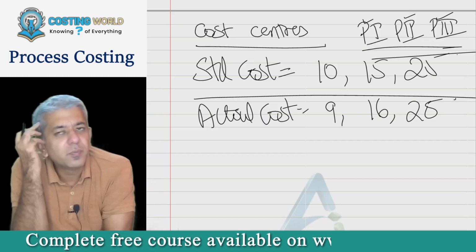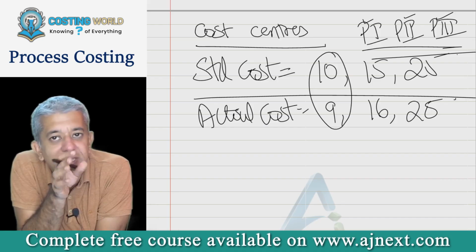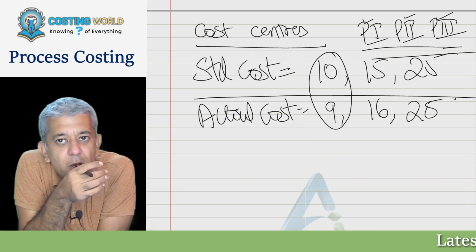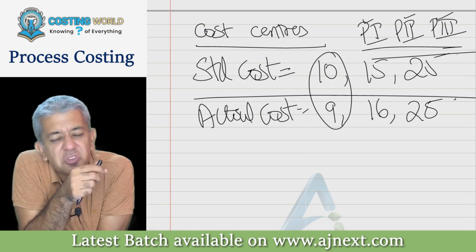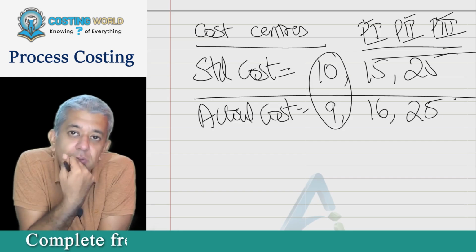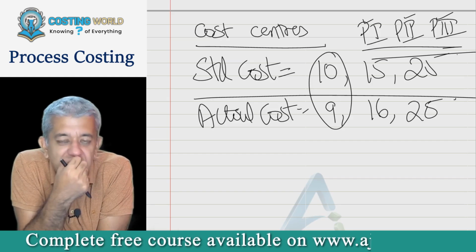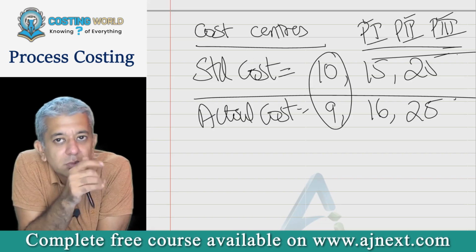Tell me one thing, cost was supposed to be 10 for department 1, but it was actually 9. Is this good or is this bad? It is good. Somebody can say, sir, cost is less, very good. But then there is the other side also. To save the cost, he might have used some cheaper quality of material. It can happen, no?